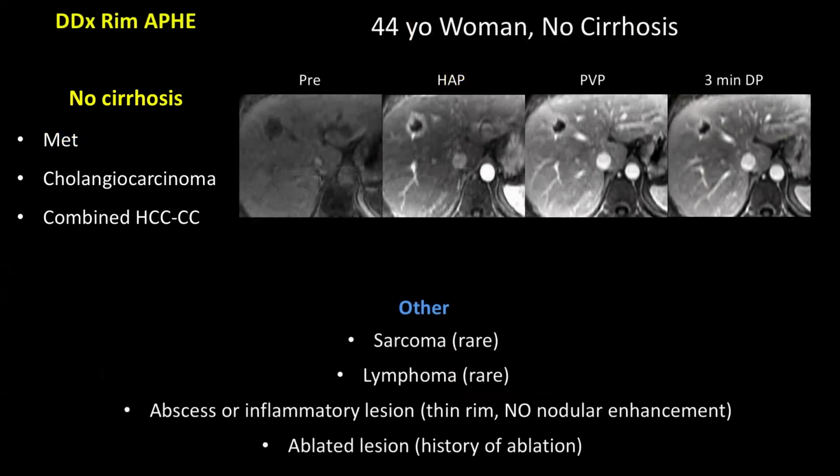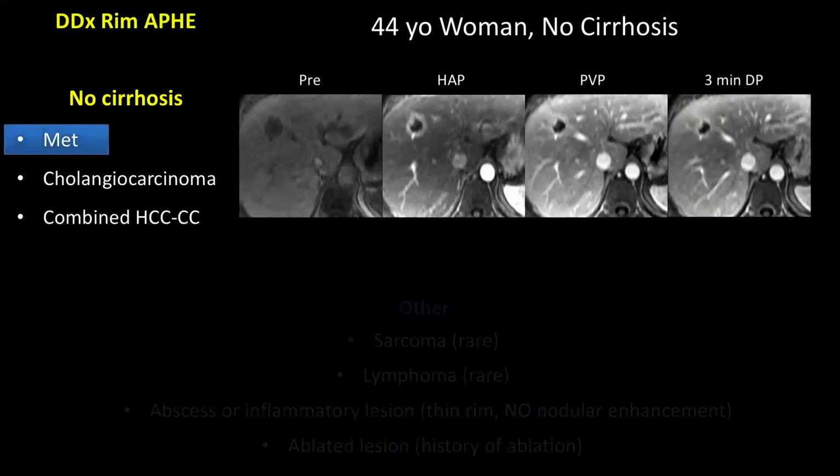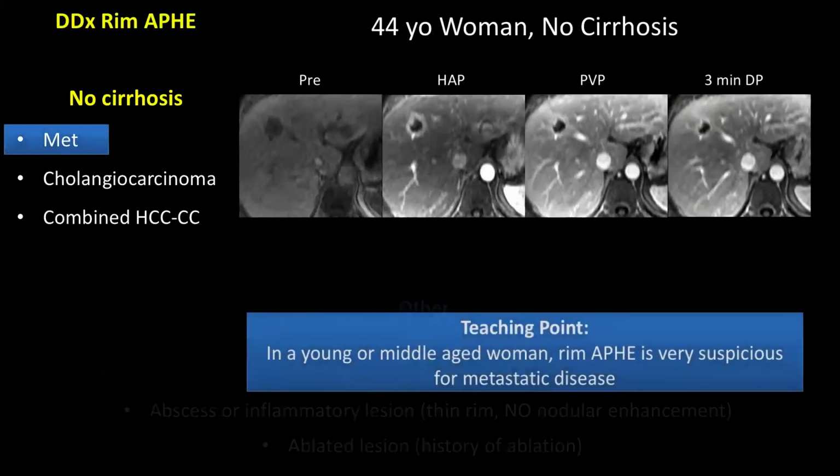Here's another example, a 44-year-old woman without cirrhosis. She has a rim-enhancing lesion. She has no history of fever, so we don't like abscess. She has never had a previous ablation, so we don't like that. Sarcomas and lymphomas are rare, and we're left with metastatic disease, cholangiocarcinoma, and combined HCC cholangiocarcinomas. So in young and middle-aged women without cirrhosis, I get very worried about an underlying breast cancer, and I usually put metastatic disease as my number 1 diagnostic consideration. And in this particular patient, that's what this was. This was a breast cancer metastasis.